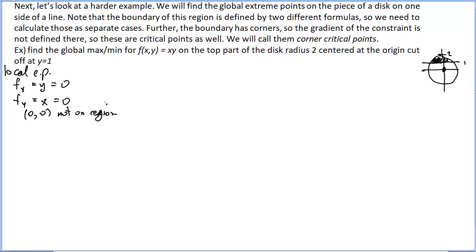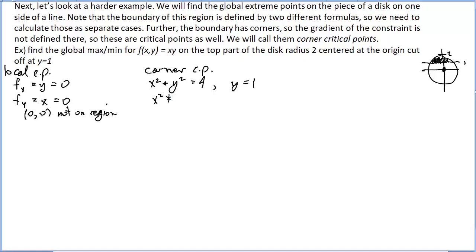Another easy one to sort out, the corner critical points. So where do the corner critical points occur? Where the circle intersects the line y equals 1. So the formula for the circle, x squared plus y squared equals, radius was 2, so it equals 4. And then we've also got y equals 1. So plug it in and solve.